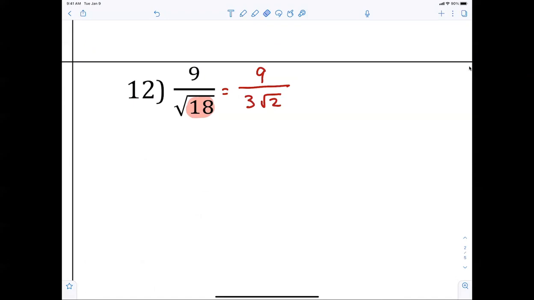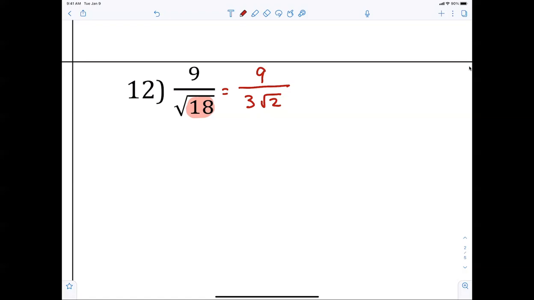Come on now, think it through before you ask. Square root of 18 is 9 times 2. Square root of 9, 3. What? I thought you couldn't have a radical as a denominator. I didn't say we were finished at all.